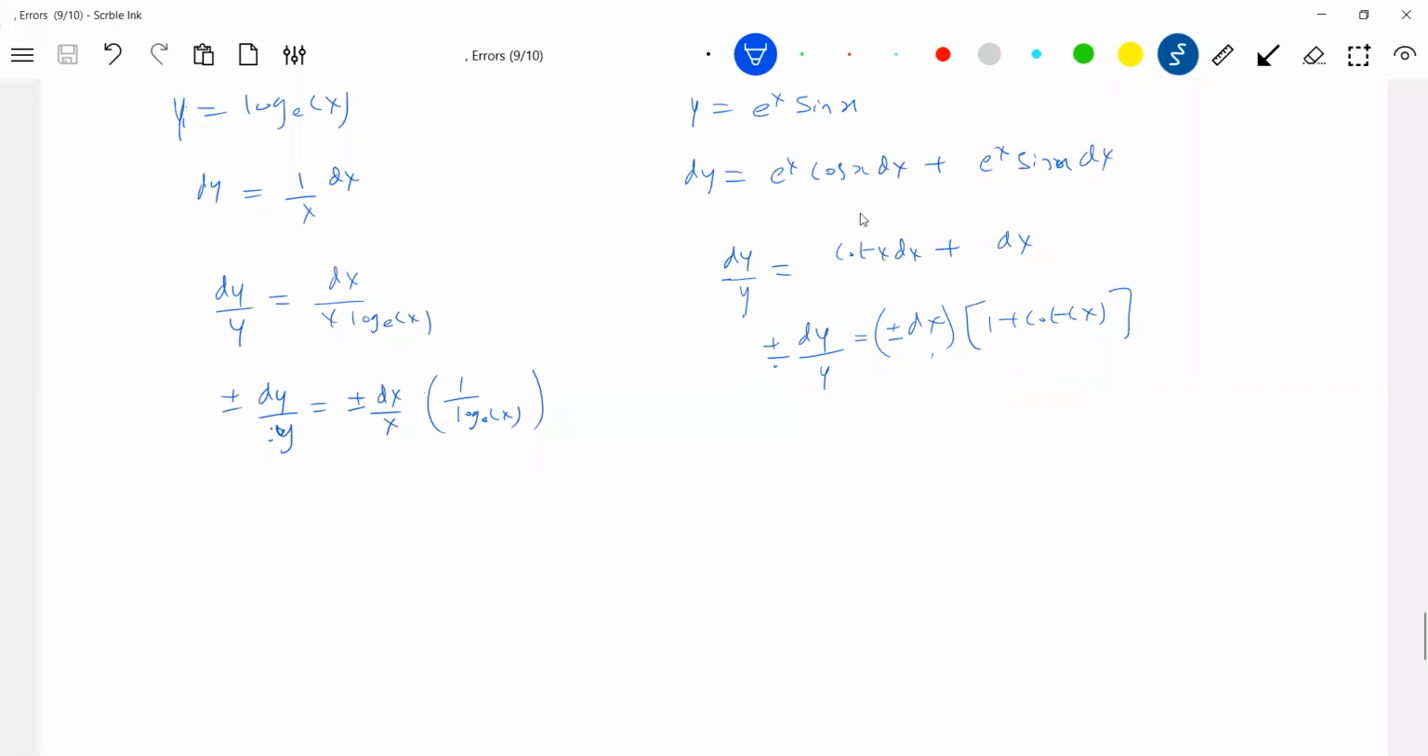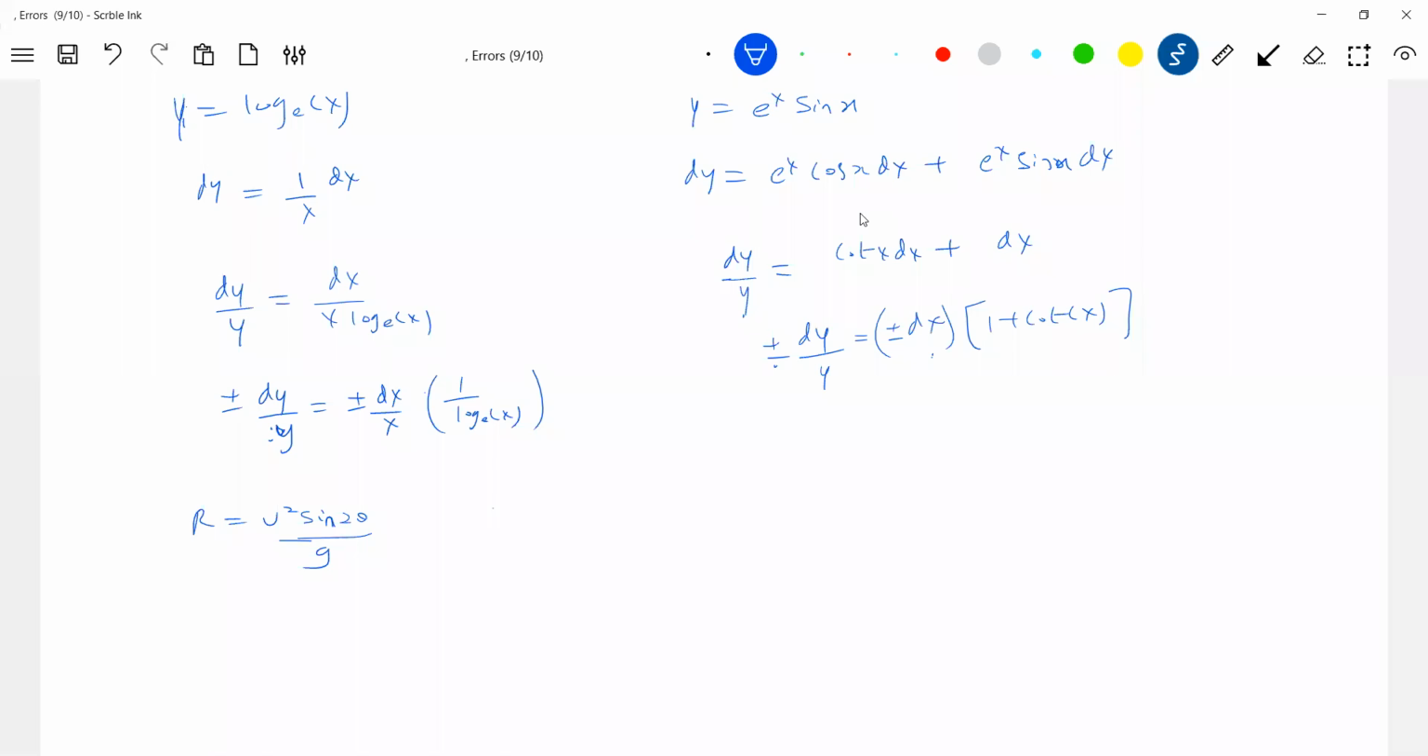Let me give another function. The range of a projectile, and everyone is familiar with this. There is an error in the measurement of speed, angle of projection, and also acceleration due to gravity. Let's see how everything is related in this case.